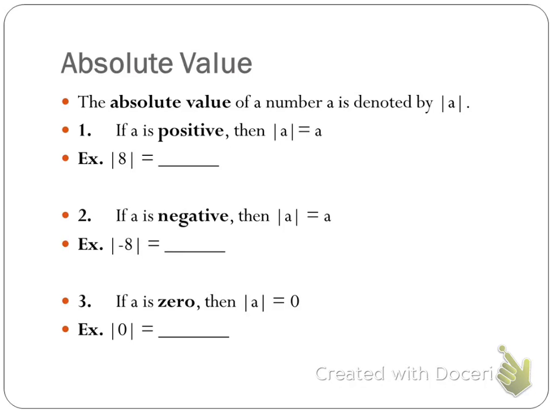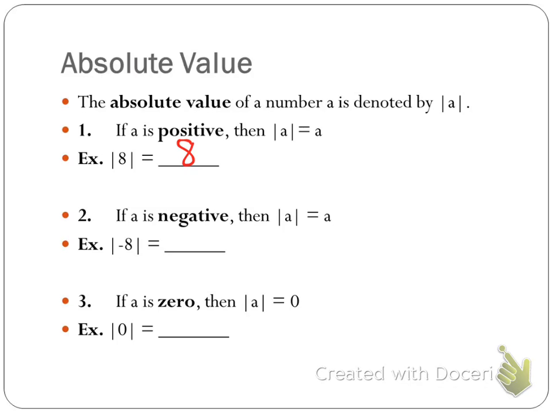If A is positive, then the absolute value of A is just equal to A. So we take the absolute value. It's always going to be positive. So the absolute value of 8 is 8. That is the distance between 8 and 0 on the number line.